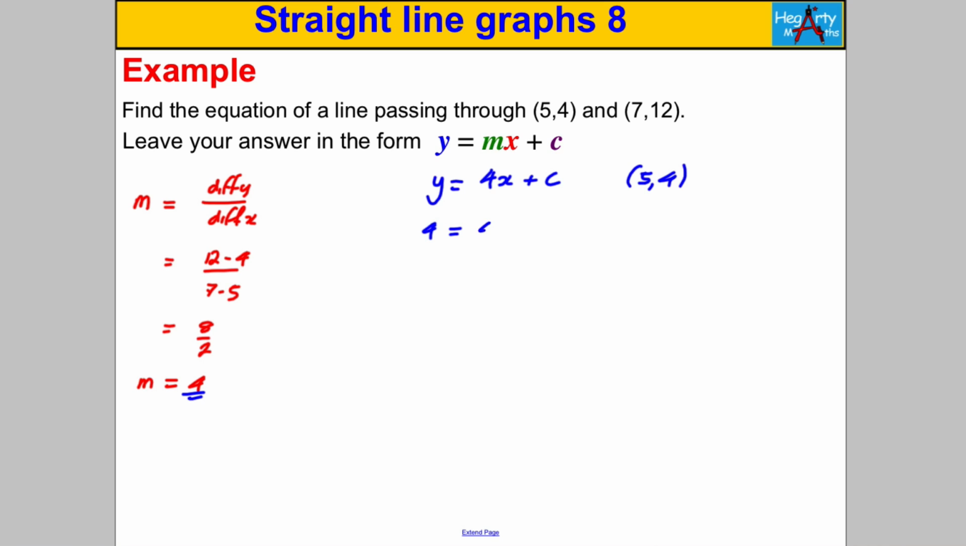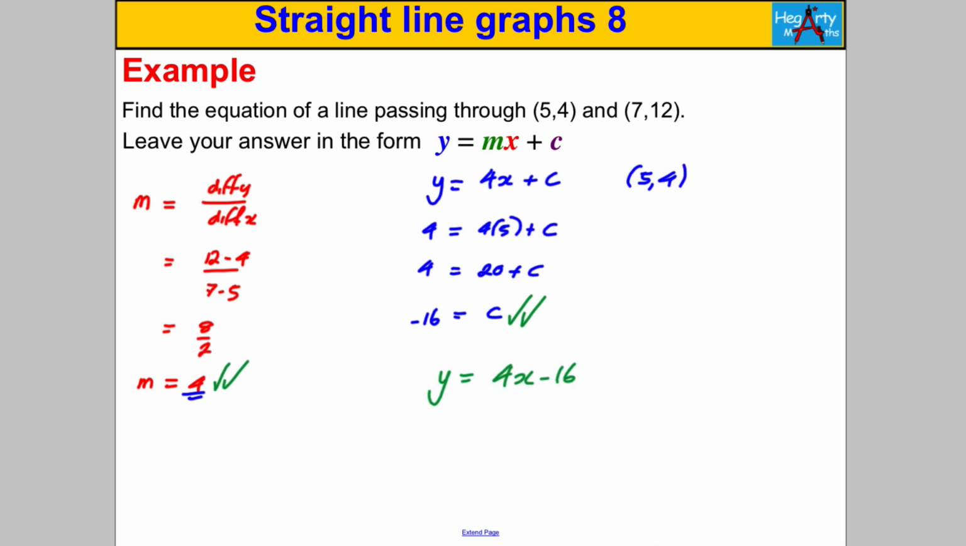4 is equal to 4 multiplied by 5, add c. So 4 is equal to 20, add c. Subtract 20 from both sides, and I get myself c is negative 16. So now I have myself my m, I have myself my c, and I can state quite easily that y is therefore equal to 4x subtract 16, and I'm done.